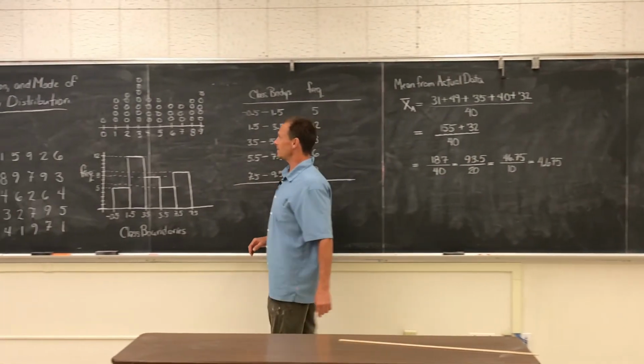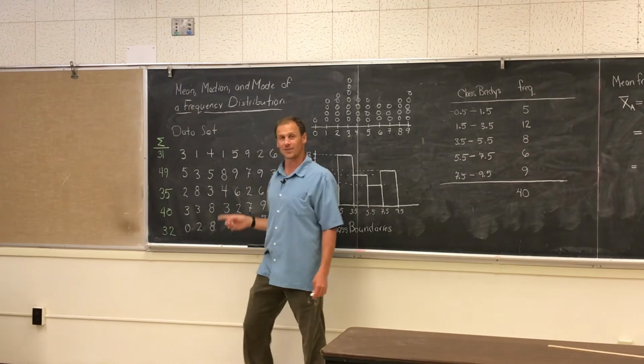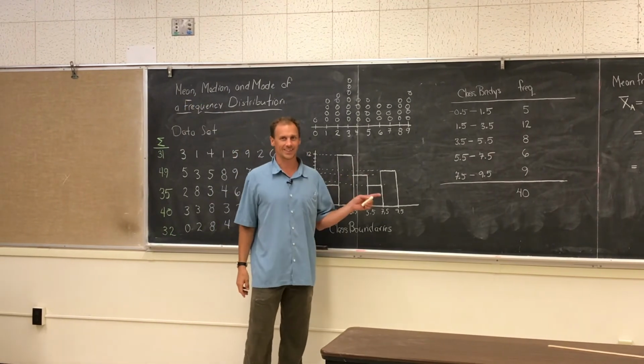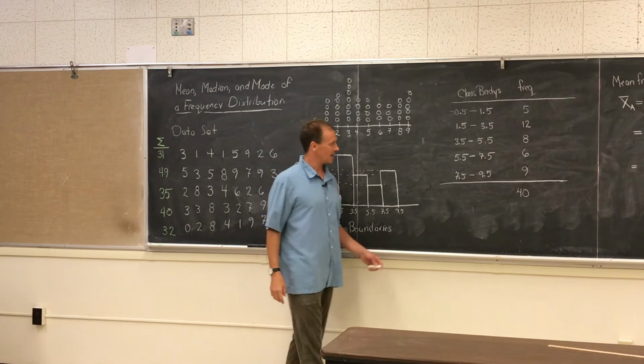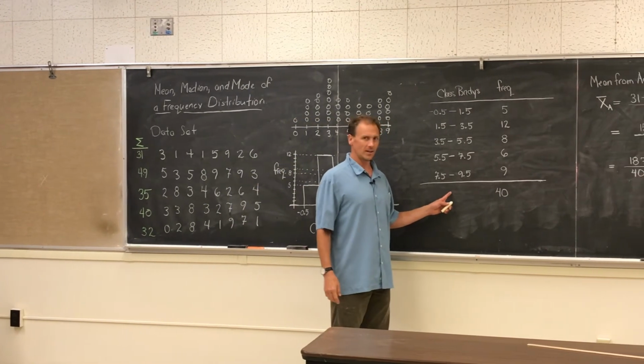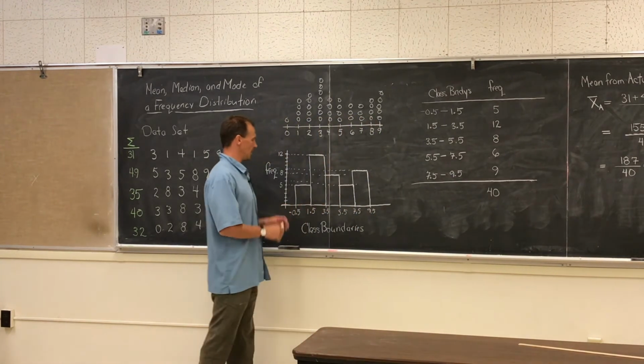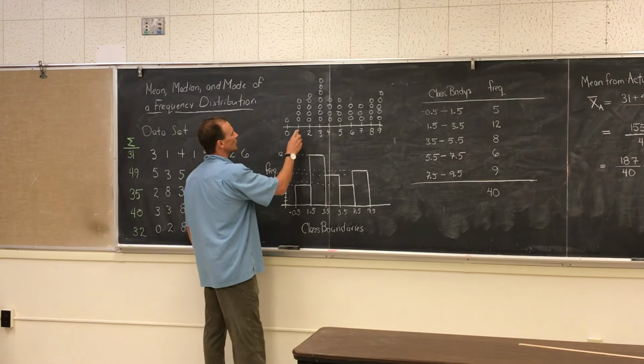The title today is we're going to find the mean of a frequency distribution, but I just found the mean directly from the data set. And I have a frequency distribution here. So the question is how do you do that? Well, let's come over here and let's look at our picture for a moment. We can look at this first picture.